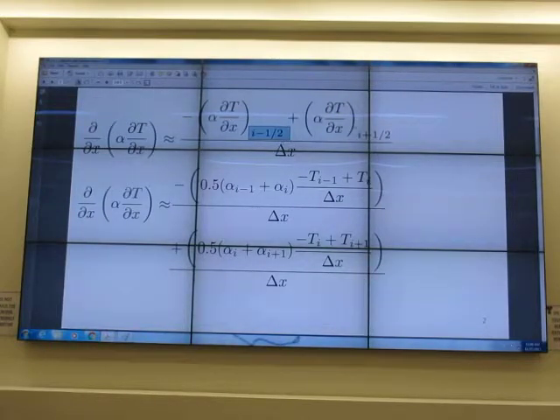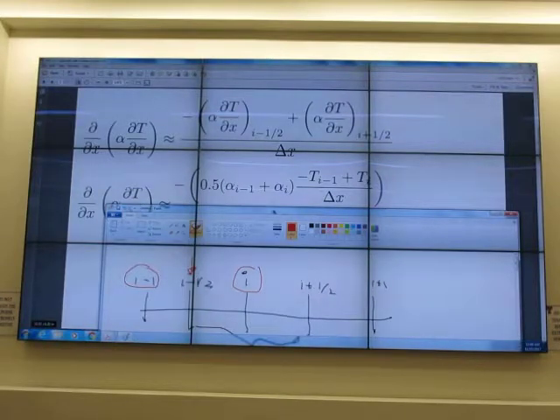So this would be alpha at I minus half. What about alpha at I plus half? Alpha at I plus half will be 0.5 multiplied by alpha at I plus alpha at I plus 1. So this means for alpha at this point, I average alpha at this point and that point together. Good?